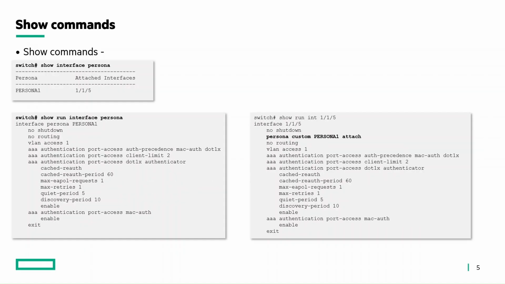To validate an interface persona, none of that changes. If you do a show interface persona, you will see all the personas that are on a switch and all the attached interfaces for each persona. If you want to see the configuration of a persona, if you simply type in show run interface persona, you will see the interface personas and their configurations. You can also see the configuration if you look at a specific interface where that persona is attached. You will see the persona that is attached as well as the configuration, as can be seen here on this slide.